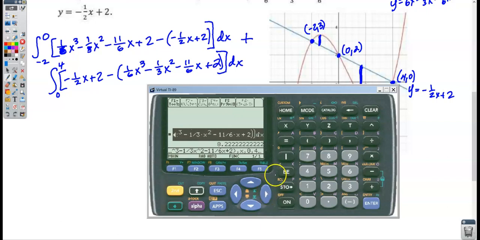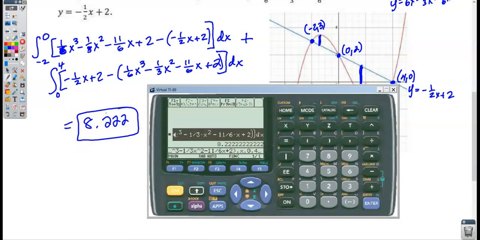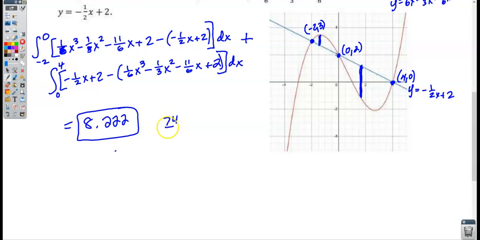It looks like I did. And so the value for this area is going to be 8.222, or 8.2 repeating, or whatever that is as a fraction. Let's see, that's 8 2/9, so that would be 74/9. So those are all acceptable final answers here.